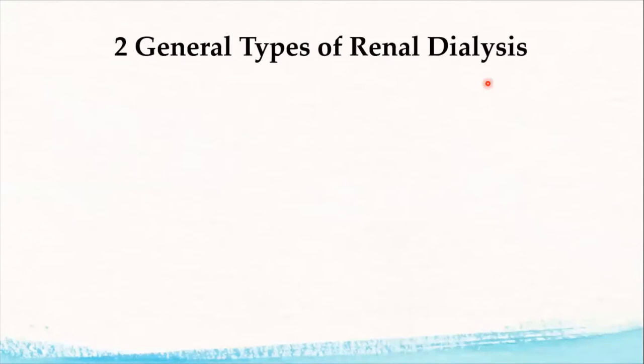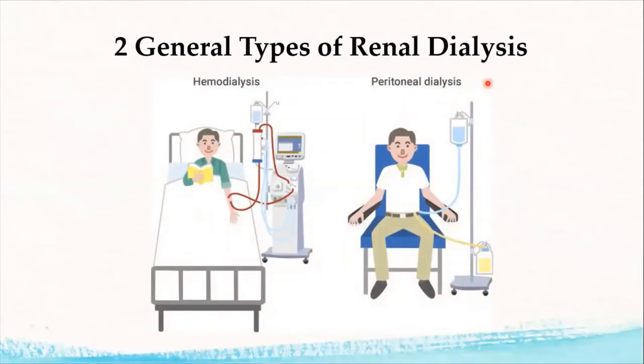There are two general types of renal dialysis. Number one is hemodialysis, and the second one is known as peritoneal dialysis. Now, as you can see over here, hemo means blood, and hemodialysis requires blood filtration through a machine. While in case of peritoneal dialysis, there is a cavity inside the abdominal region of a human, and by utilizing that cavity and the membranes that surround it, known as the peritoneum, fluid is filled in the peritoneal cavity. We are going to see the whole procedure of how peritoneal dialysis is performed.